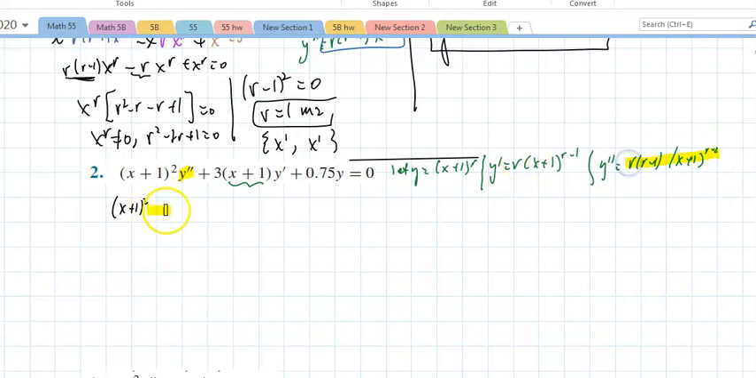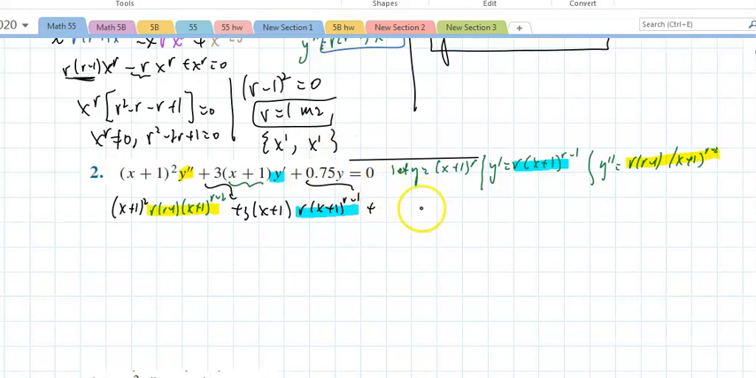Y double prime is r into r minus 1 into x plus 1 to the r minus 2 plus 3 x plus 1, and y prime is right there. That is r into x plus 1 to the r minus 1 plus 0.75, that's really 3/4. And y is right there. That would be x plus 1 to the r equaling 0.